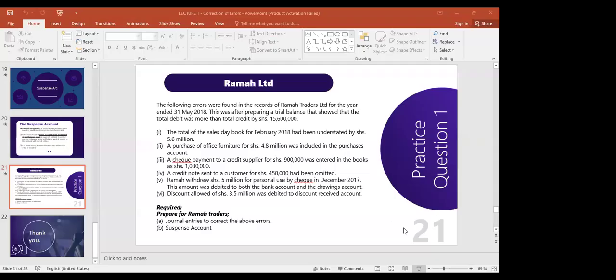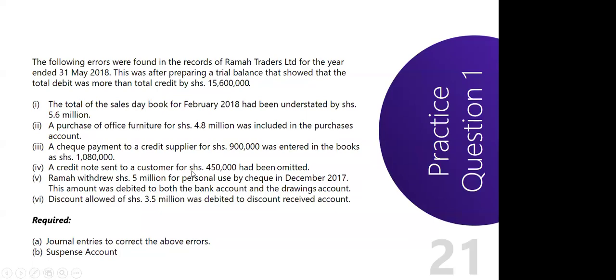So let's look at scenario number 3. A check payment to a credit supplier of 900,000 was entered in the books as 1,080,000.